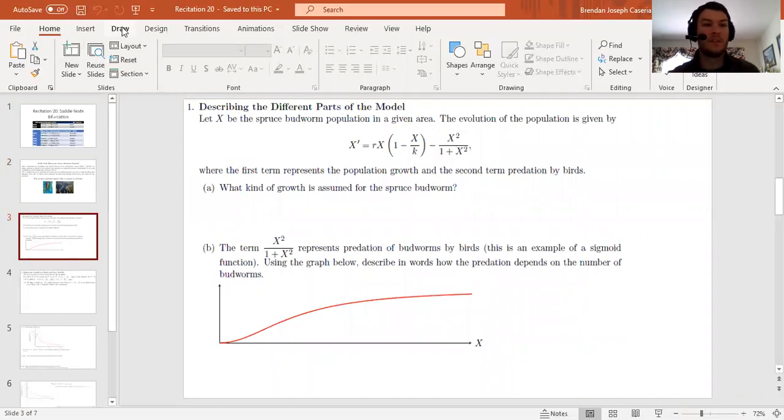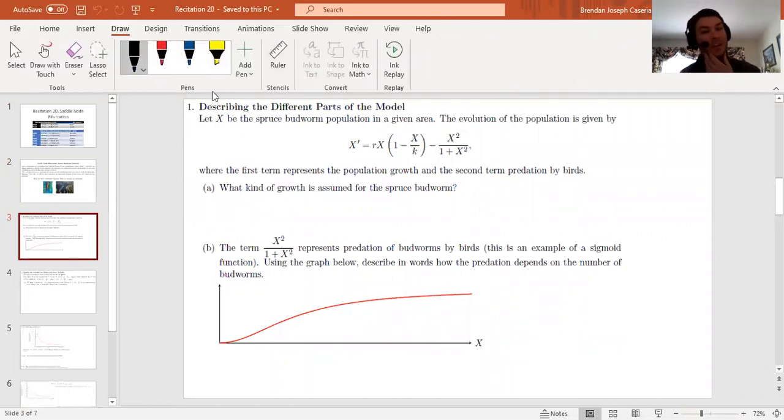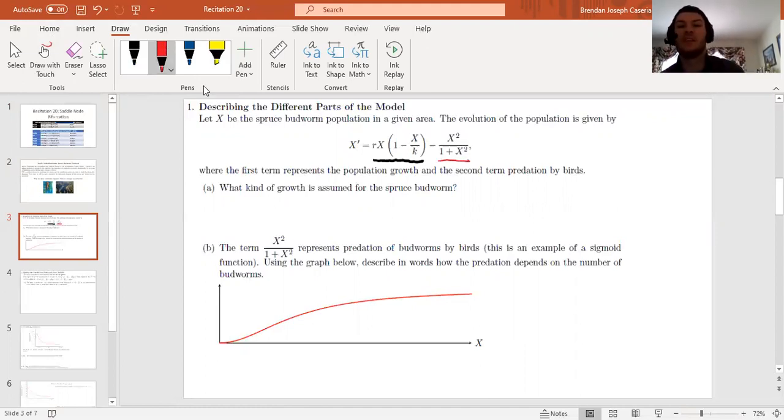Okay, so problem one, we're given the population model, the x prime equals equation. And it's this kind of messy thing. So we have x prime equals rx times 1 minus x over k, minus x squared over 1 plus x squared. We're given that the first term represents the growth. This here is the growth. And this second term represents the predation by the birds. First question we're asked, what kind of growth are we looking at?